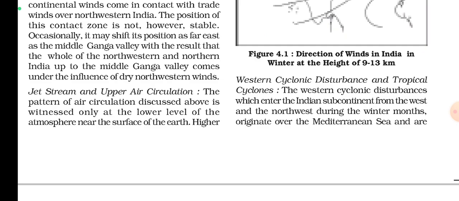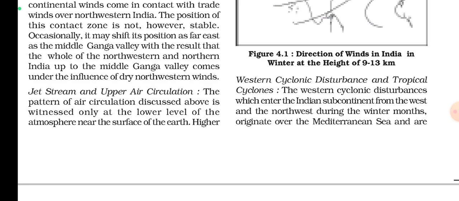Occasionally it may shift its position as far east as the middle Ganga valley, with the result that the whole of northwestern and northern India up to the middle Ganga Valley comes under the influence of dry northwestern winds. Jet stream and upper air circulation.